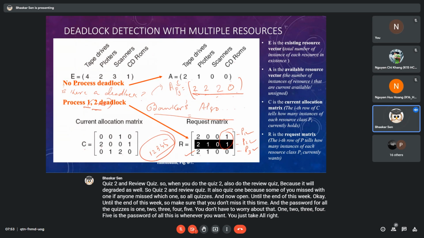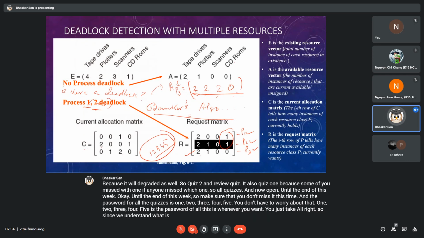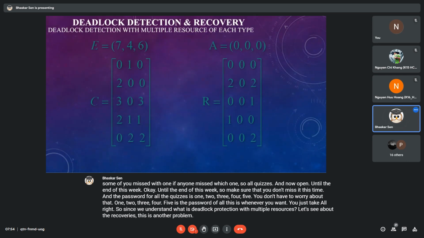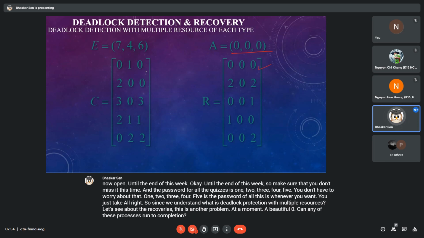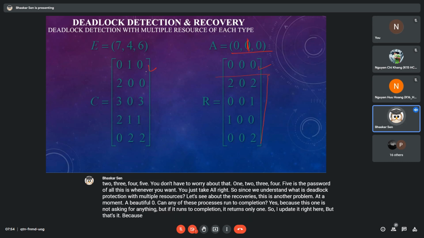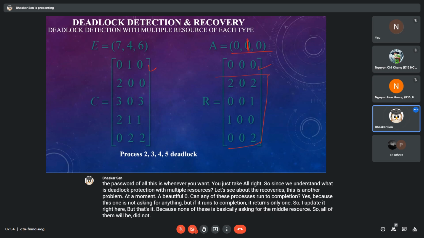All right. So since we understand what is deadlock detection with multiple resources, let's see about the recoveries. This is another problem. At the moment, available is 0. Can any of these processes run to completion? Yes, because this one is not asking for anything. But if it runs to completion, it returns only 1, so I updated it right here. But that's it, because none of these is basically asking for the middle resource. So all of them will be deadlocked. 2, 3, 4, 5 will be deadlocked.